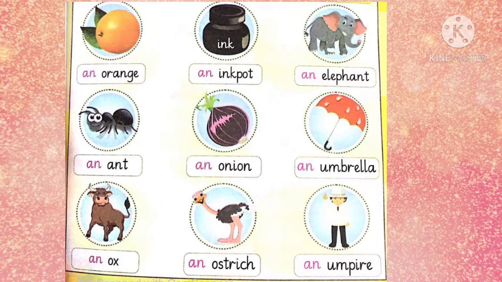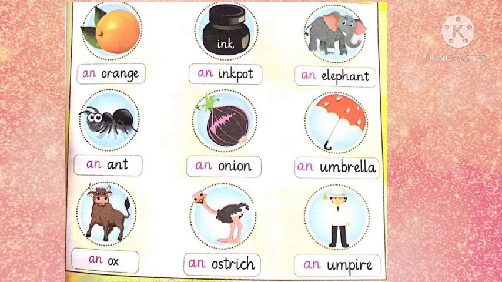It's an ox. Ox begins with letter O. O is a vowel. So we will add article an ox because we are using article an with the words that begin with vowels. Look at the next picture. It's ostrich. Ostrich begins with O. O is a vowel, so we will add an ostrich. Look at the last picture. Here is an umpire. An umpire begins with U. U is a vowel, so we will add article an umpire.